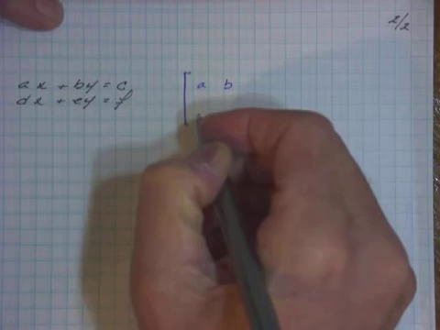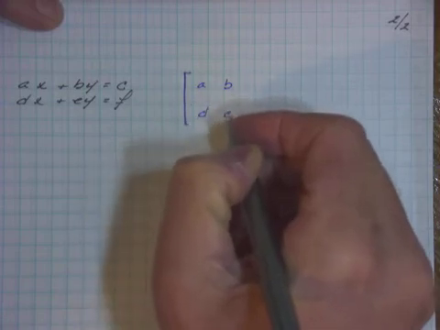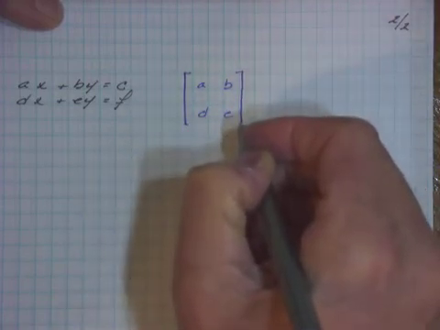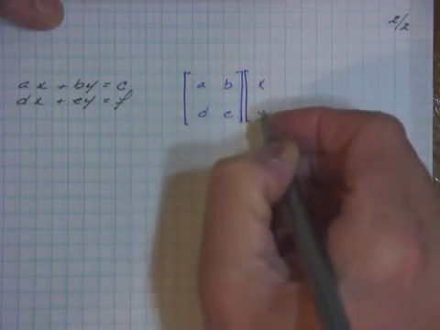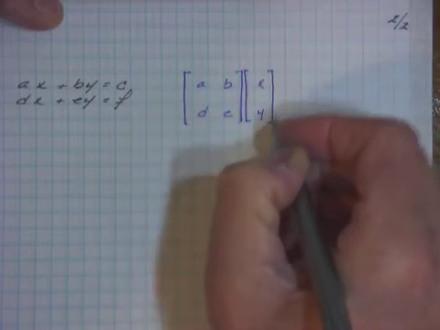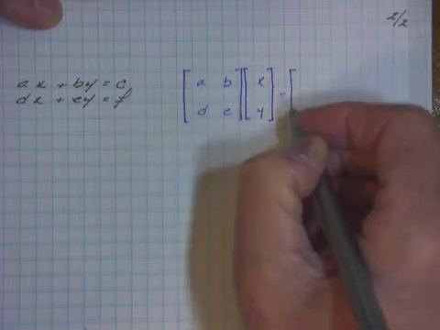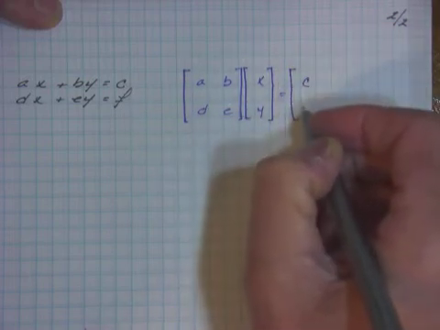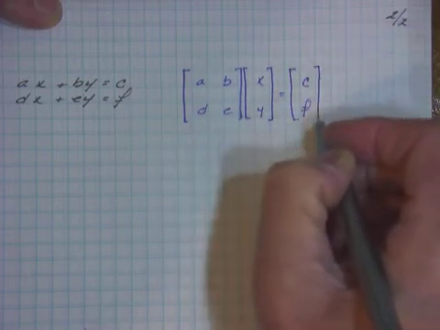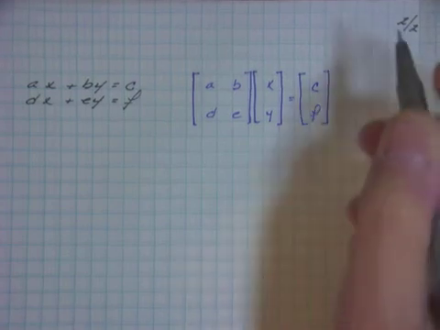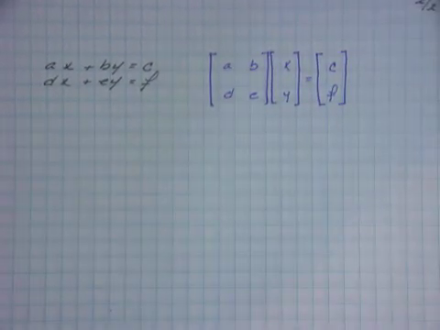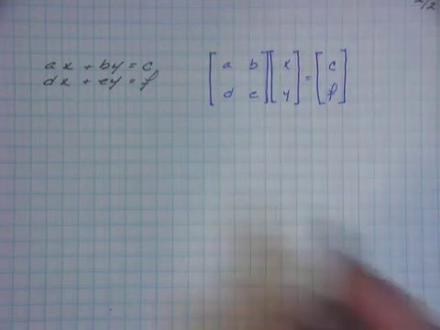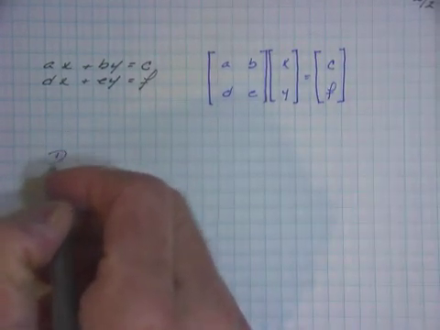A, B, D, E. There's the coefficient matrix times the variable matrix, x, y, equals, and the solution matrix is C, F. Okay? Now, let's talk about the determinant. We did all this. We haven't really been talking about determinants yet.